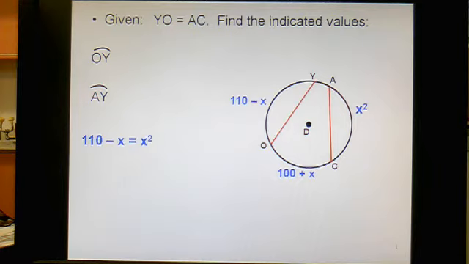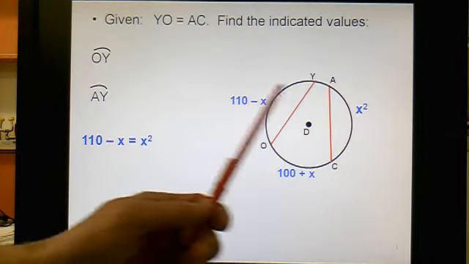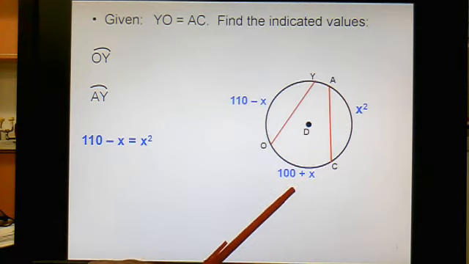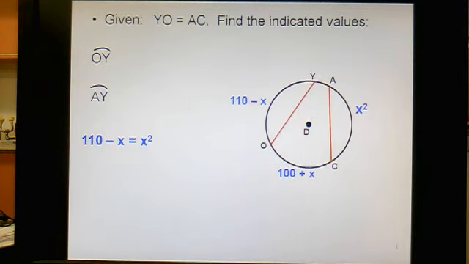If you don't, hopefully you go, well, duh, if these two chords are equal, then these two arcs are equal. And I don't even know why that's there. The teacher just put that there to mess us up. These two have got to be equal. So you set those two equal and you solve that equation, and you ignore this garbage down here for right now.